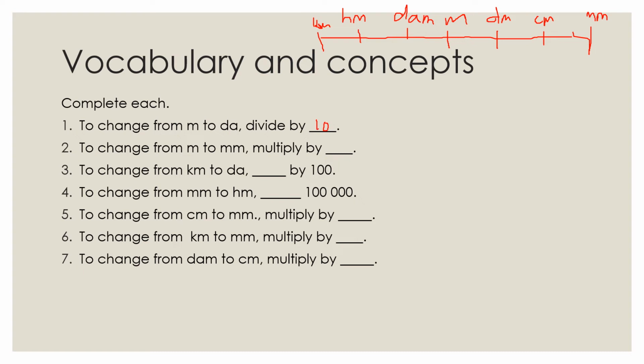To change from meter to millimeter, multiply by, so 1, 1, 2, 3. So that means we have 3 zeros. That is equals to 1,000. So to change from kilometer to decameter, so we need to multiply by 100. So what are you going to do is multiply. Okay?